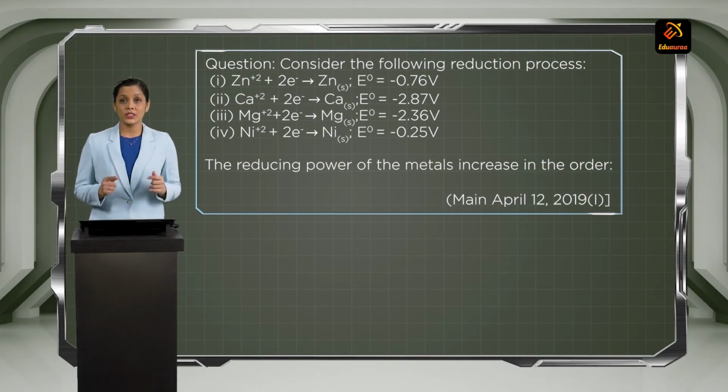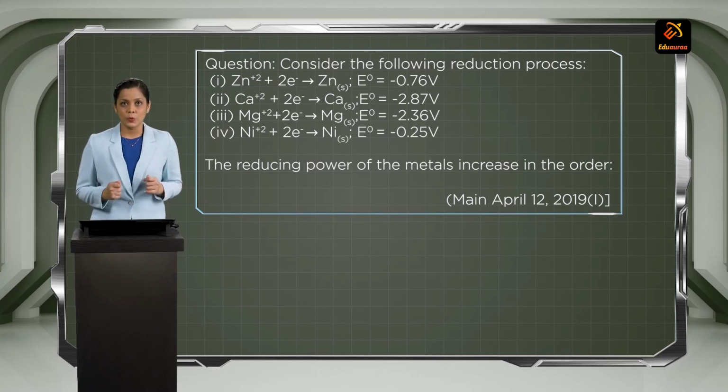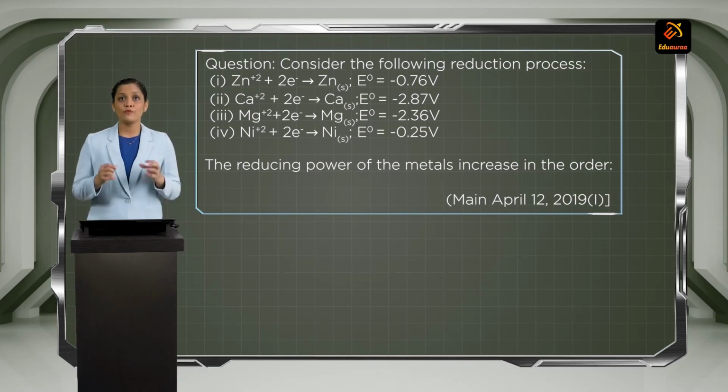And now the next question. Students, this question was asked in mains 2019. The question reads as, consider the following reduction processes. The first one, Zn in plus 2 taking 2 electrons and becoming Zn 0. The E naught value for this reaction is minus 0.76 volts. The second one, calcium in plus 2, taking 2 electrons and becoming Ca.